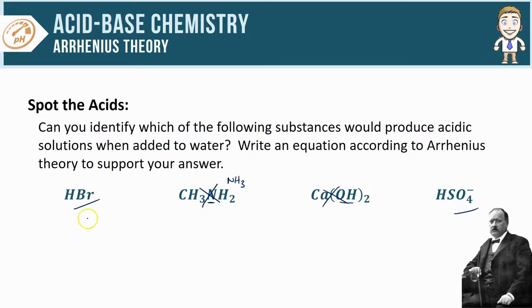For HBr, I can show that it fits the Arrhenius theory by showing that when added to water, that hydrogen bromide will dissociate, producing H+ and Br- ions, of course the acidic behavior coming from the production of those H+. And a similar thing for HSO4- ions, if you put some of those into water, they're going to dissociate as well into H+ and SO4 2-.